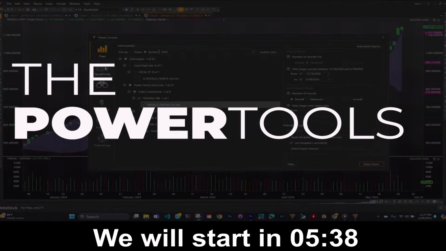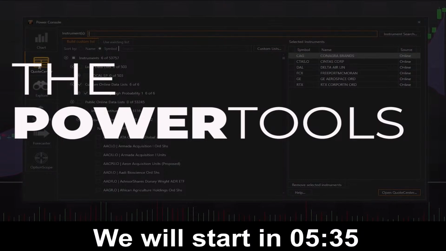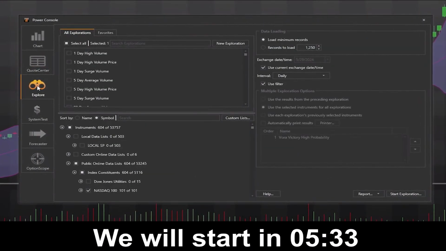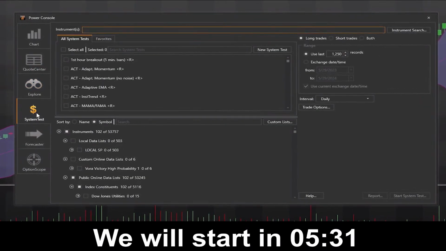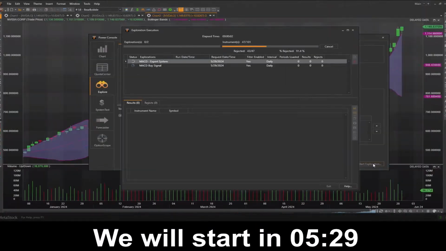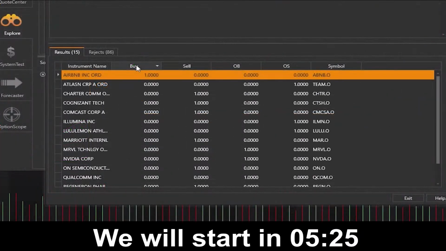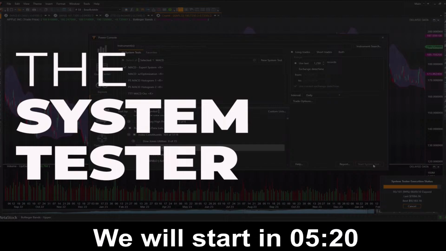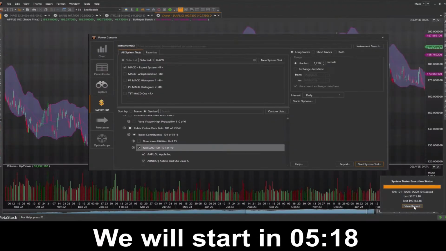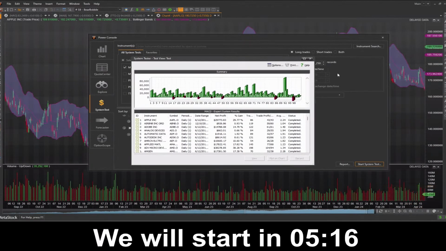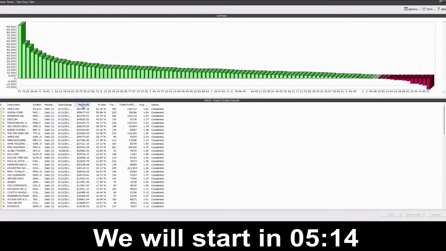At the core of MetaStock are its power tools. The power tools are designed to give professional-grade analysis tools to private traders. You can scan the market with the MetaStock Explorer to filter and sort securities that show buy and sell signals based on your criteria. The MetaStock System Tester lets you test most strategies through a process called backtesting. This allows you to see how your strategy would have performed over time.